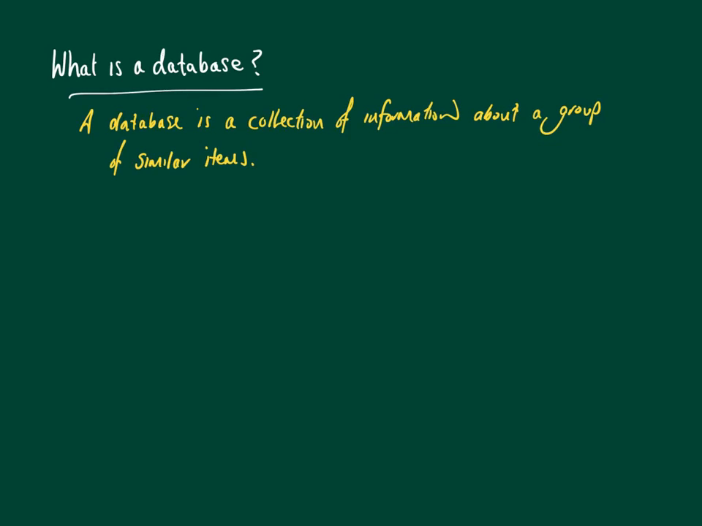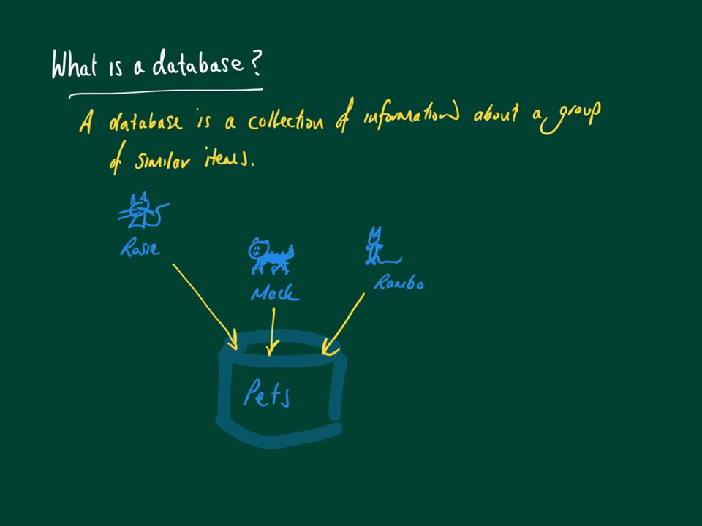So let's start by discussing what a database actually is. We can define a database as being a collection of information about a group of similar items. For example, if we had a cat called Rosie, a dog called Mac, and a hamster called Rambo, you could collect information about all of these individual items in a database called pets.